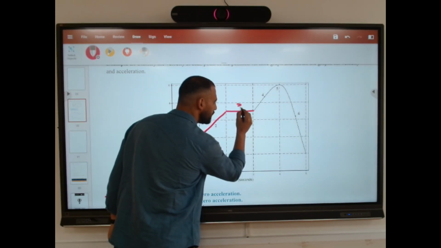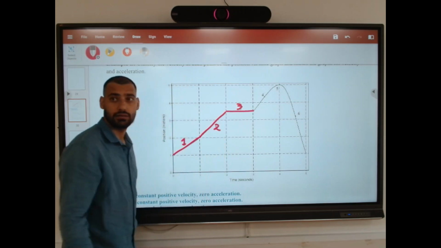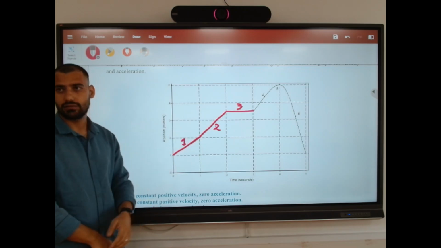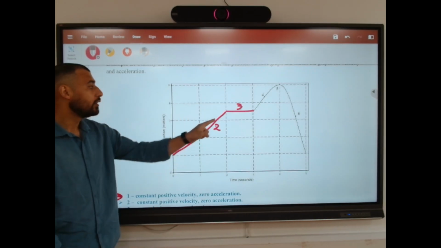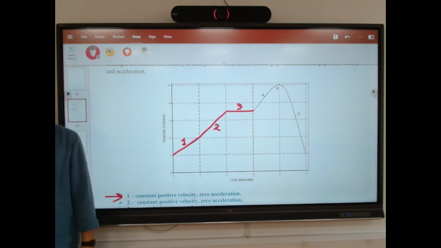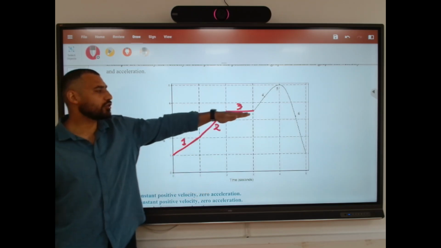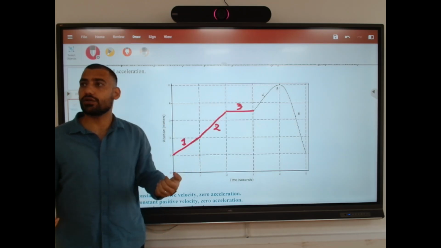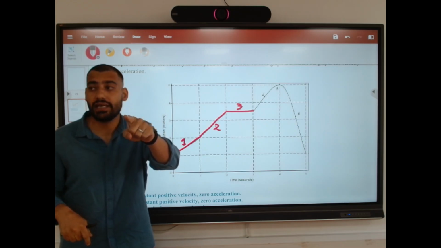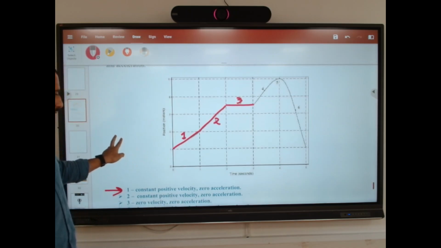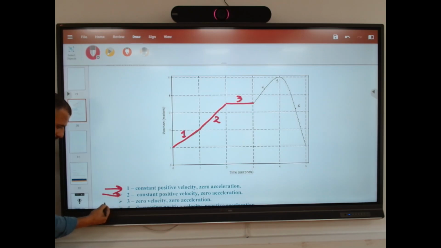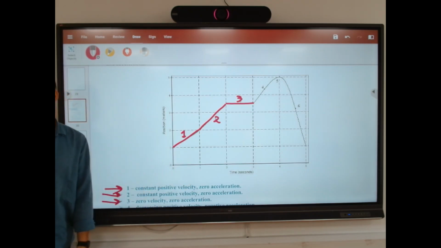Noora, what about the third one? What is constant? Just look at it, don't guess. In the third part, what is constant? Exactly. Because see, this is a position time graph. What is the slope? Zero. When the slope is zero, velocity is zero. When velocity is zero, what is acceleration? Zero. So see, this is the third part. Zero velocity, zero acceleration. Clear?